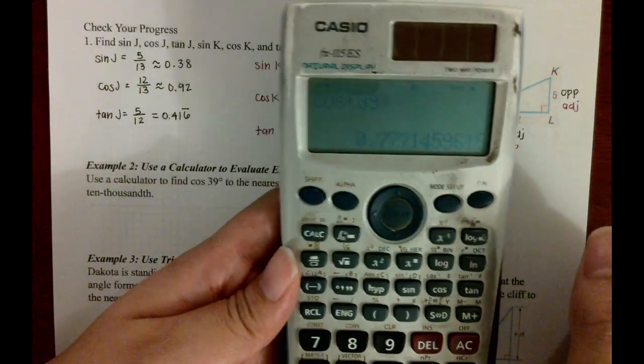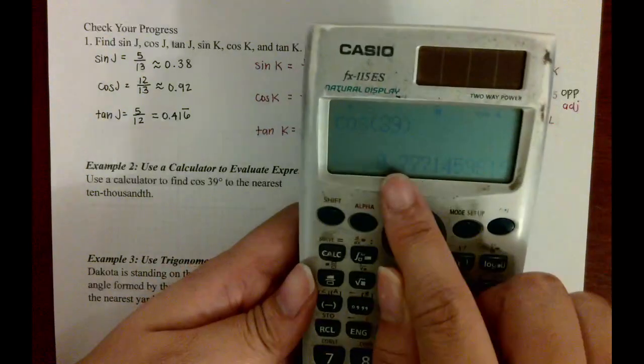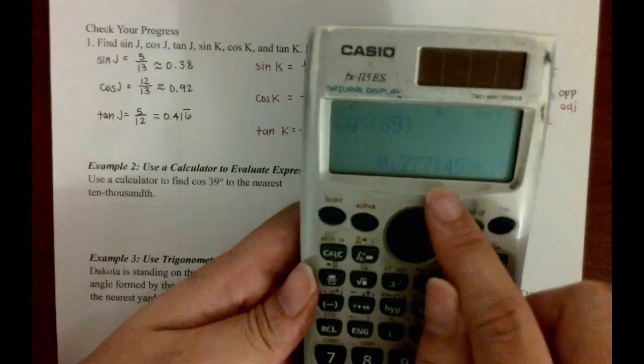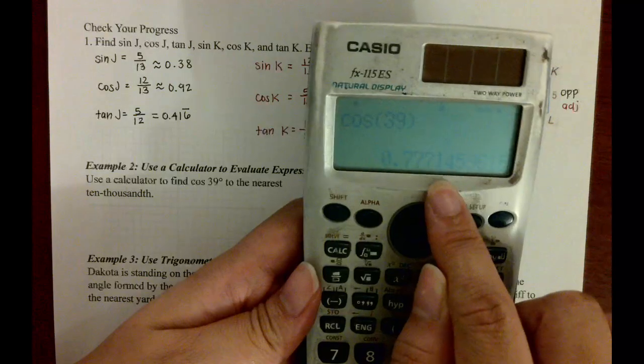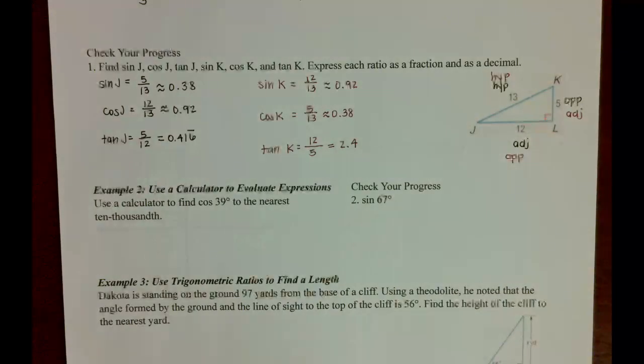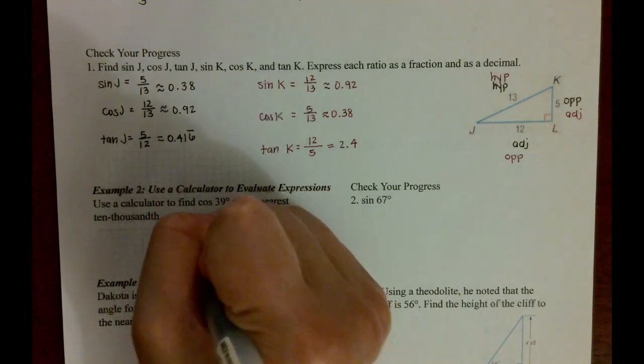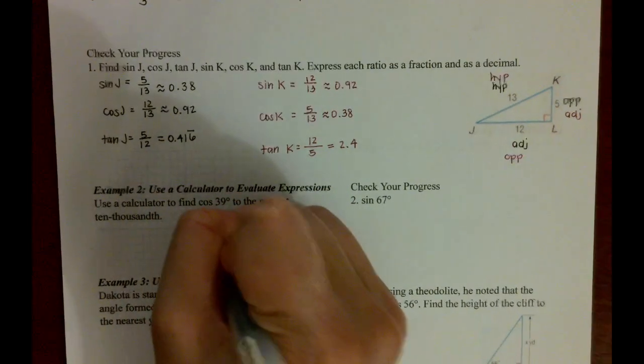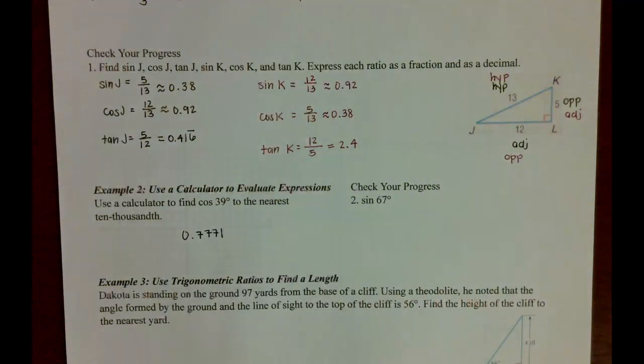Okay, so here we want the 10,000th. So it's 10th, 100th, 1,000th, 10,000th. That is 4 decimal places. So cosine of 39 will be 0.7771. There you go.